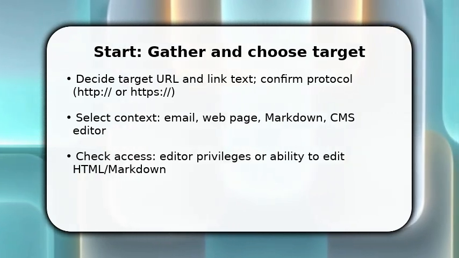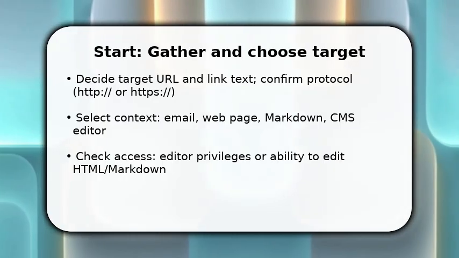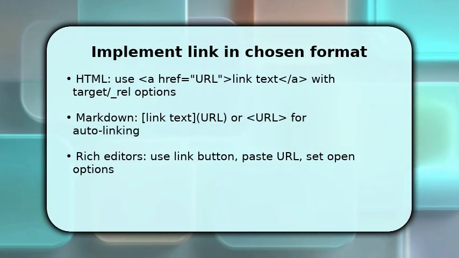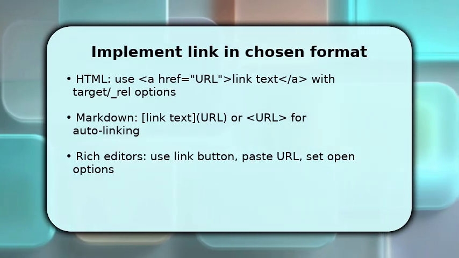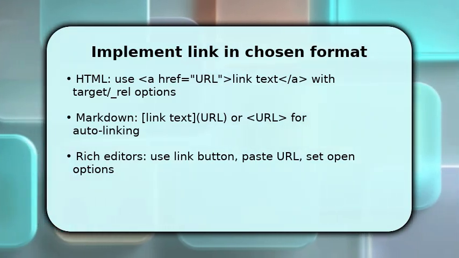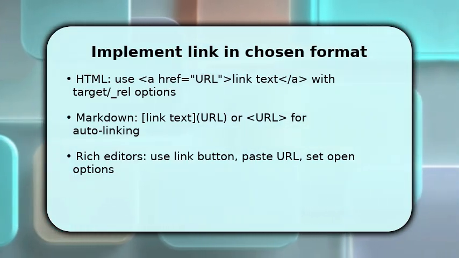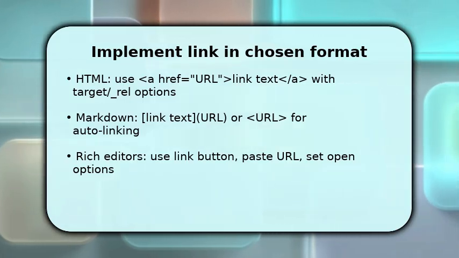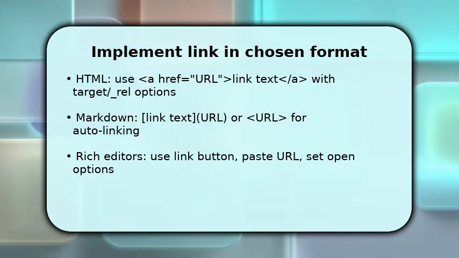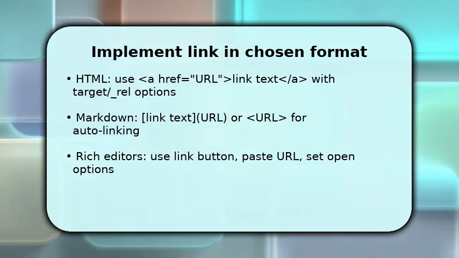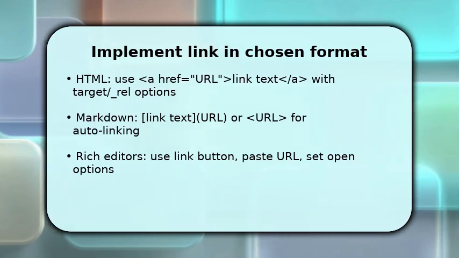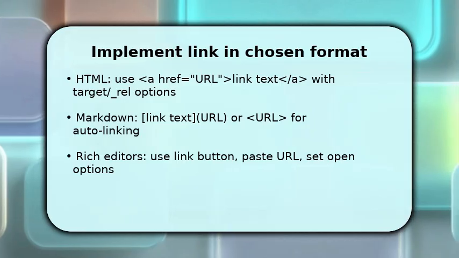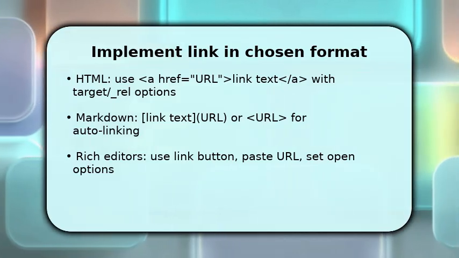Now you implement the link in the format your platform accepts. In HTML, create an anchor with href and optional target equals blank plus rel equals noopener for safety. That controls where it opens and why. In Markdown, wrap text as [text](URL), or use angle brackets for plain links. In rich editors, click the link button, paste the URL, choose display text and opening behavior. Make sure the visible text is descriptive for accessibility, and test the click to confirm navigation.